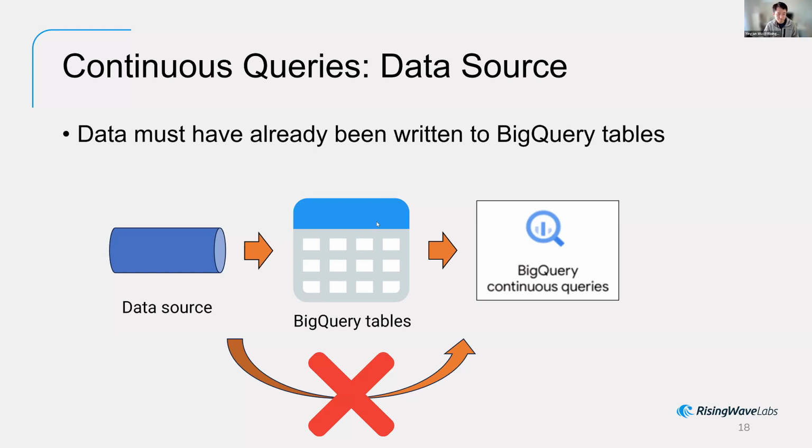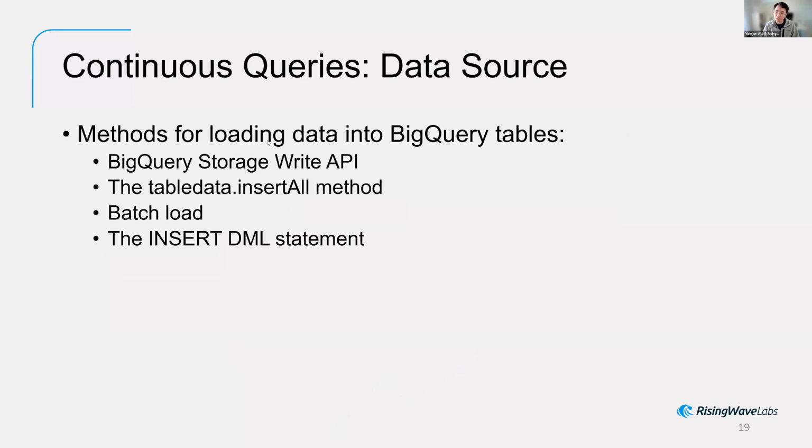Then people may ask, how can I insert the data into BigQuery tables? Google mentioned there are several ways to load the data into a BigQuery table. The first one is the BigQuery Storage Write API. The second one is you can call the tabledata.insertAll method, and batch load. Definitely you can also use the conventional INSERT DML statement. It's quite straightforward, you just insert the data into it.